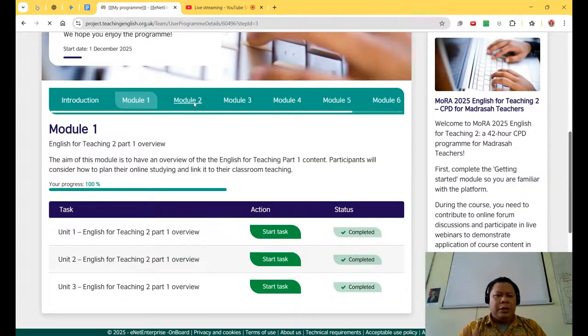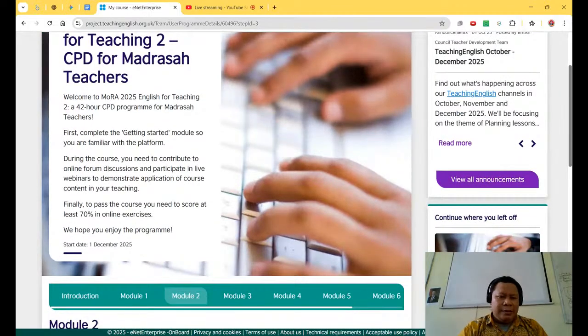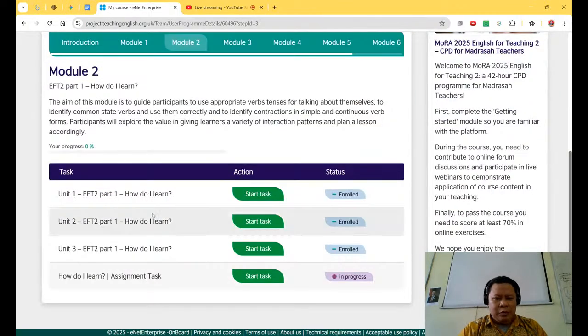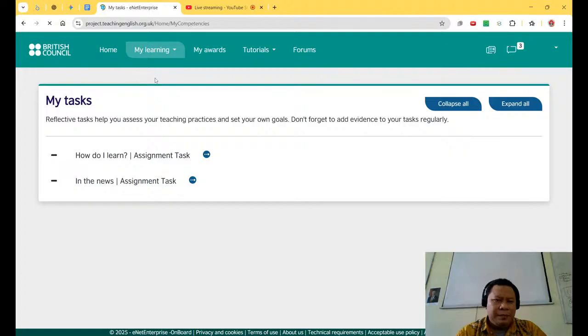Oh no. I just need to take a peek. It's about how do I learn? How do I learn? Wow. Okay, I think that's enough for the first module, but before I close, I would like to see the forums. Before that, I'm curious about my task. Is there a task here? How do I learn?